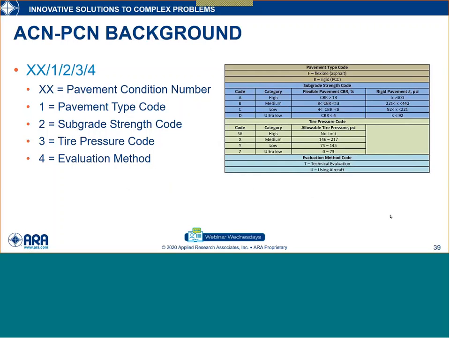That PCN number is going to be displayed as a code. It's not just a simple number. Rather, it shows up in this format where you've got a numerical value followed by a code representing whether it's flexible or rigid pavement. The next code is going to tell you what the subgrade strength is, and that's followed by a tire pressure code and then an evaluation method code.